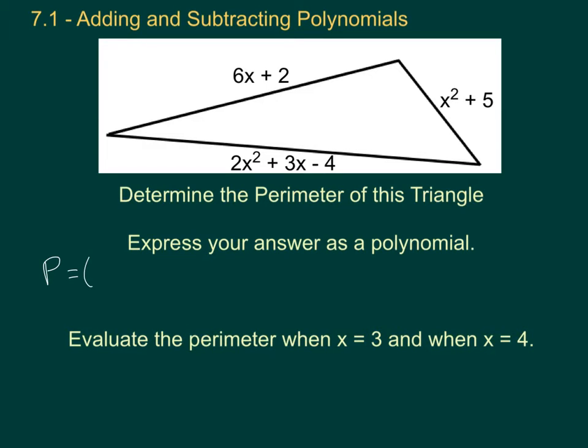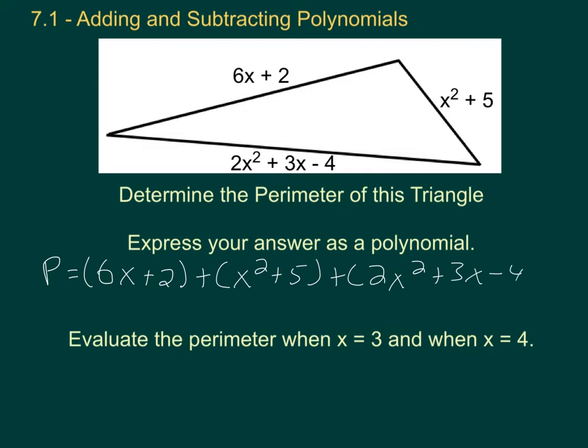P equals my first side, which is 6x plus 2, plus my next side, which is x squared plus 5, plus my last side, which is 2x squared plus 3x minus 4. Now you'll notice the directions here say that I can express my answer as a polynomial, which makes sense because I don't have a number yet. This is not going to get a specific answer here.